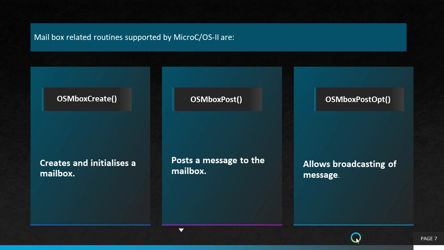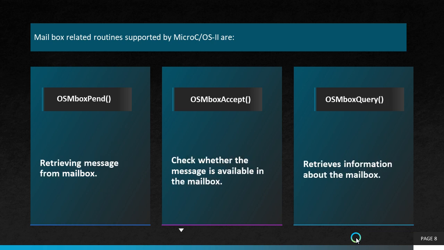Even if the mailbox is empty, after the arrival of the message in the mailbox, it is routed to the highest priority task waiting for the message. So here we are giving priority to the highest priority task waiting for the message. The next related routine is OSMboxPostOpt(). In that, it's not only for the highest priority task. The only difference from OSMboxPost() is that it allows the message to be broadcast to all the tasks waiting for the message, not just a single priority task.